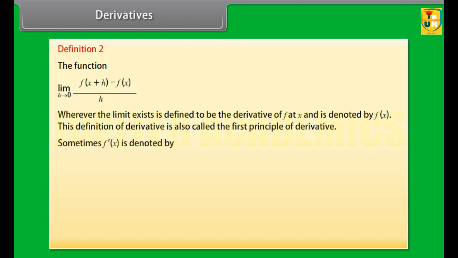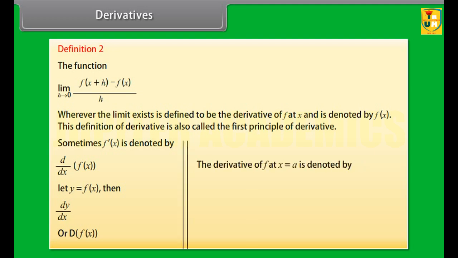Sometimes f dash of x is denoted by d by dx of f of x. Let y is equal to f of x, then d by dx of y, or capital D of f(x). The derivative of f at x is equal to a is denoted by d by dx of f of x at x is equal to a.